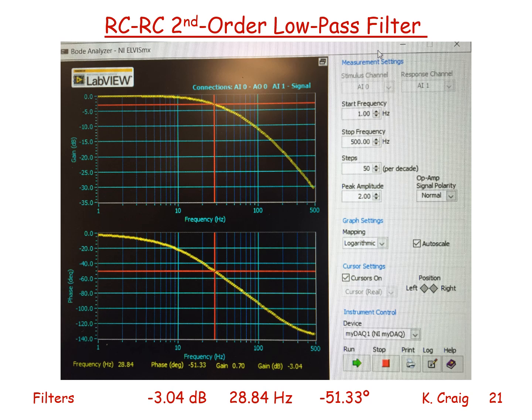And the breakpoint for this is the frequency at which the amplitude ratio drops minus 3 dB from the low frequency value, which is 0. So at minus 3 dB, which I see right here, the phase angle is minus 51.33 degrees, and the frequency is 28.84 hertz.